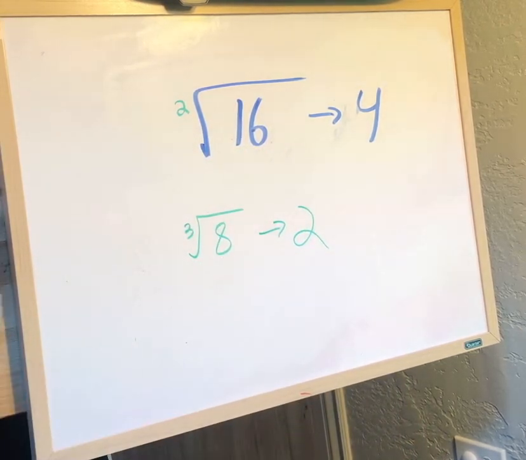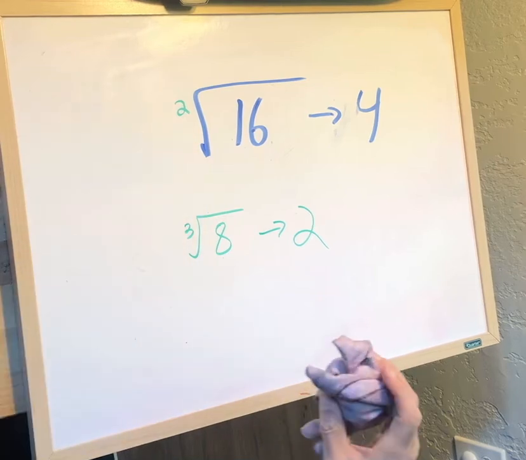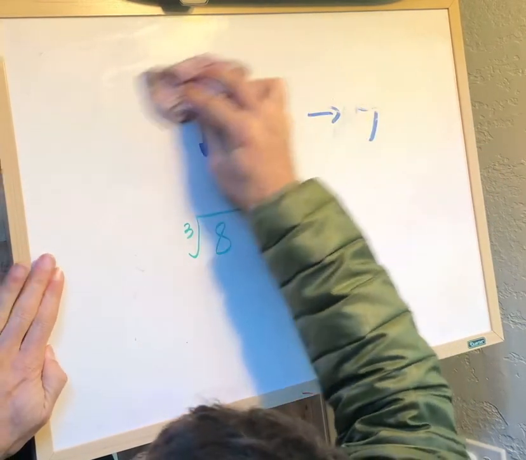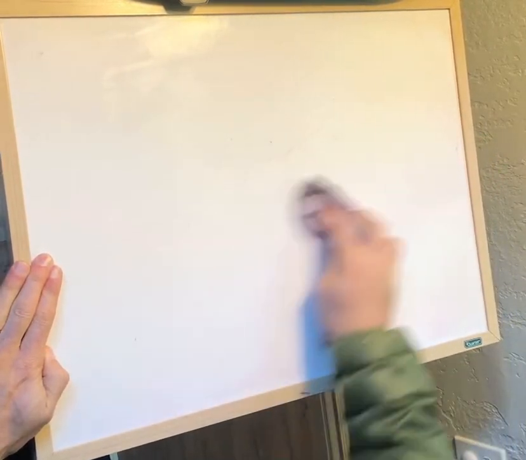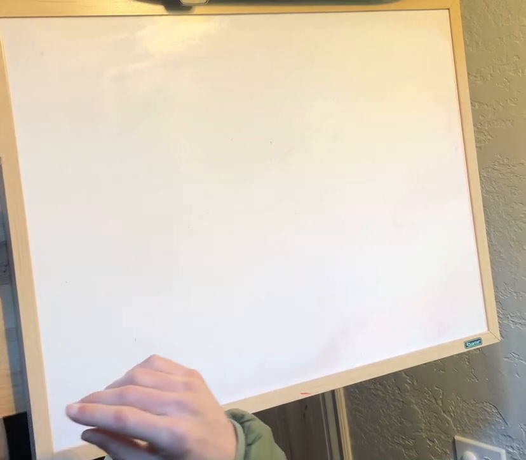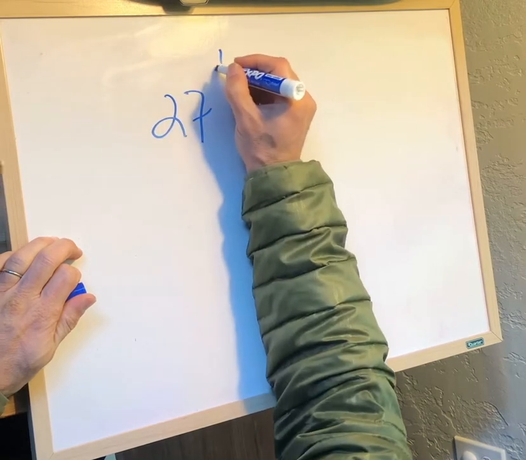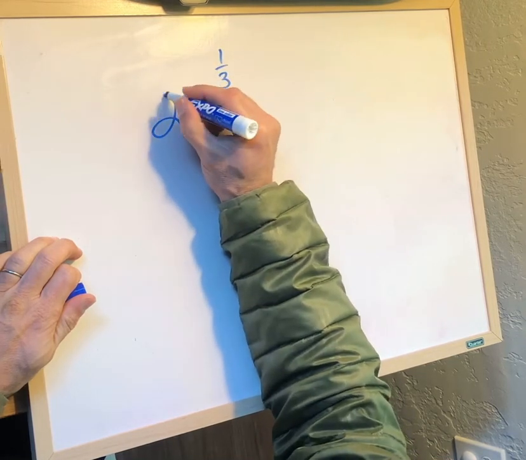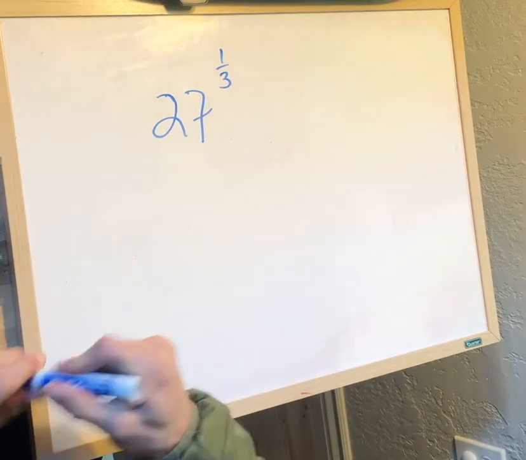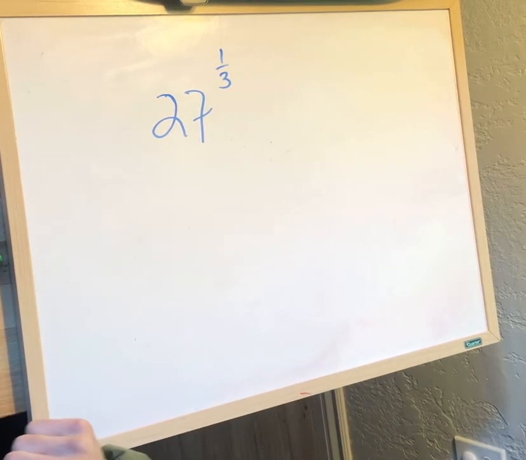The reason why these little numbers are important is because you are going to be asked this now. You're going to be asked, for example, what is 27 to the 1/3 power? You can do this in your head. You just might not know that you can do it in your head.